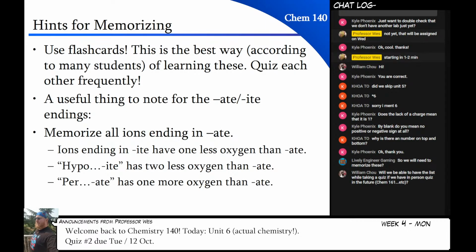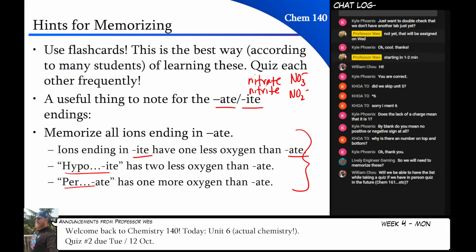On this slide, I have some notes that talk about how to memorize groups of these at once. If you have anything that has -ate and -ite in it, -ite ending ions have 1 less oxygen than the -ate ions, so you might have noticed that nitrate and nitrite were very similar sounding. And they were only different by 1 oxygen. Well, anything that has -ite is 1 less than its conjugate -ate form, we'll say. If you have hypo-ite, that's 2 less oxygen, and if you have per-ate, that's 1 more oxygen.